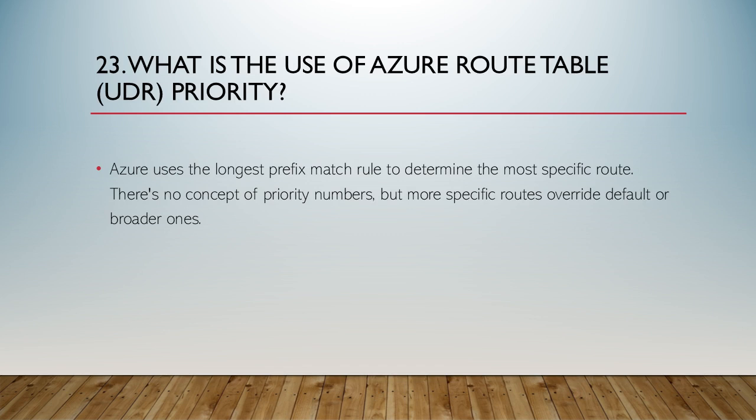23. What is the use of Azure Route Table, UDR, priority? Azure uses the longest prefix match rule to determine the most specific route. There's no concept of priority numbers, but more specific routes override default or broader ones.